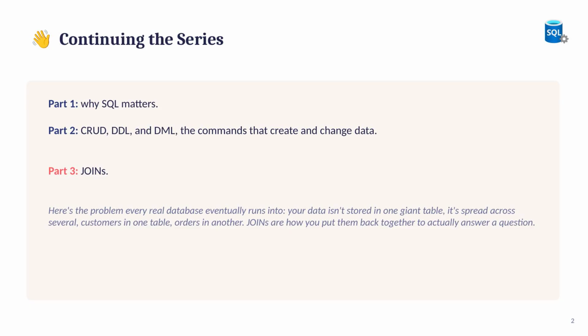Here's the problem every real database eventually runs into. Your data isn't stored in one giant table, it's spread across several. Customers in one table, orders in another, maybe products and order items in two more. Joins are the tool that lets you combine rows from different tables based on a shared column, so you can ask a question that spans more than one of them at once. Without this, you'd either need one impossibly wide table holding everything, or you'd be stuck running separate queries and manually stitching the results together yourself.